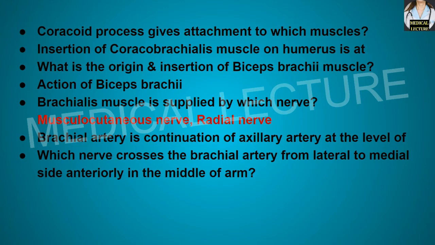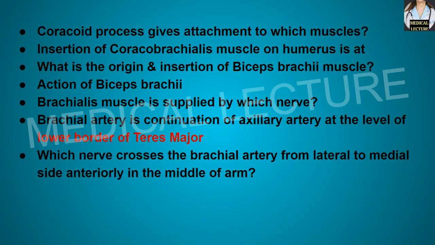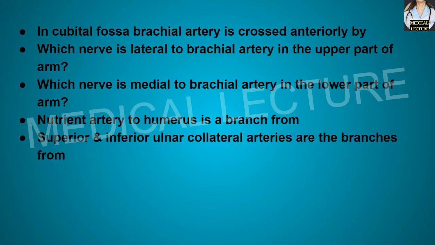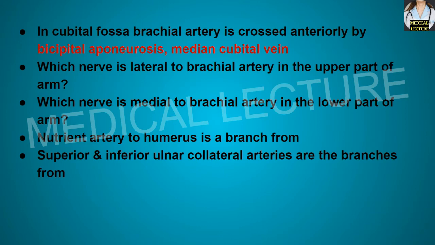Brachial artery is continuation of axillary artery at the level of lower border of the teres major muscle. Which nerve crosses the brachial artery from the lateral to the medial side anteriorly in the middle of the arm? It is the median nerve. In cubital fossa, brachial artery is crossed anteriorly by bicipital aponeurosis and the median cubital vein.